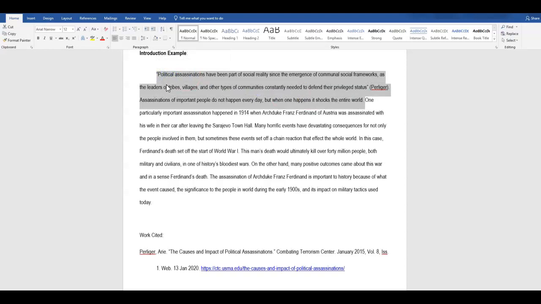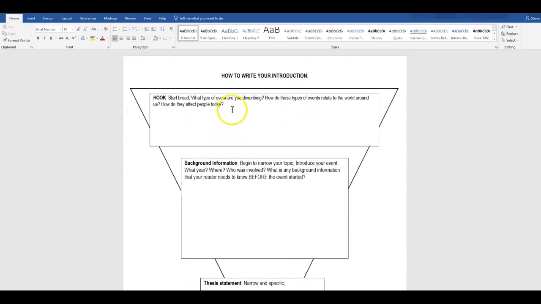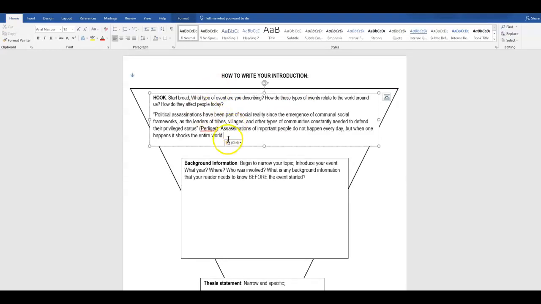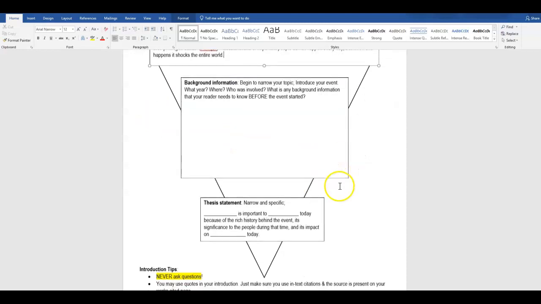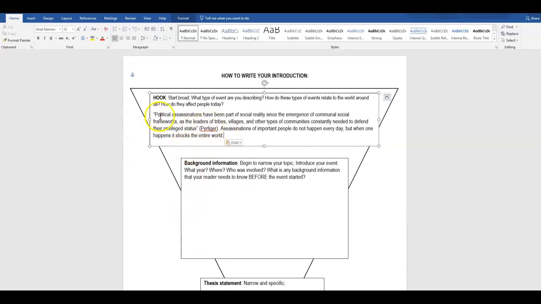I'm sure that you can guess what this paper is going to be about. It's going to be about someone being assassinated. Okay, so if I took that part of my sample introduction, then that would go here, my hook, 2 sentences. All right, notice that I have not given any pertinent information. It doesn't tell you who I'm going to talk about. It's just that it's assassinations in general.